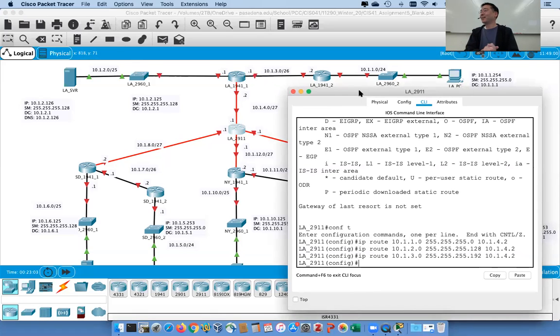Now, since we had our fun with assignment 4, why don't we take this time and get it all configured? Okay. So I'll release you on your own now, and let's see how far we can get. Okay.